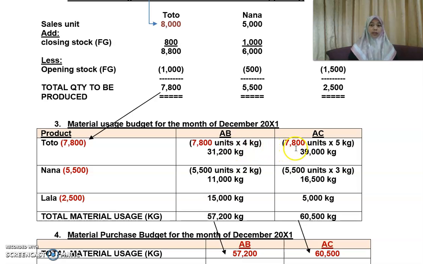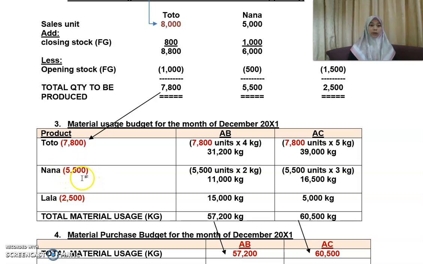In addition to that, you also require 5 kg of AC to produce 1 unit of Toto. Therefore, 7,800 units of Toto times the 5 kg of AC that you require. So in total, you need 39,000 kilograms of AC to produce Toto. Okay, you do the same thing for Nana.